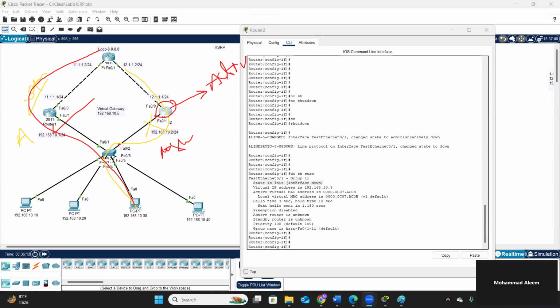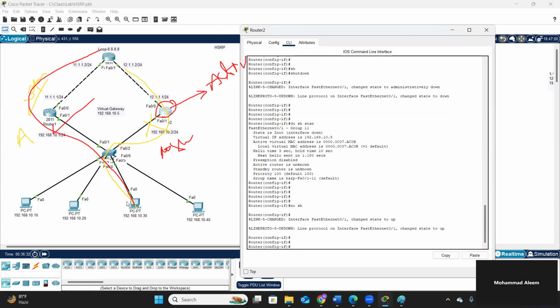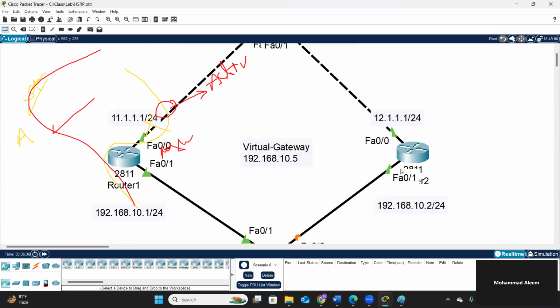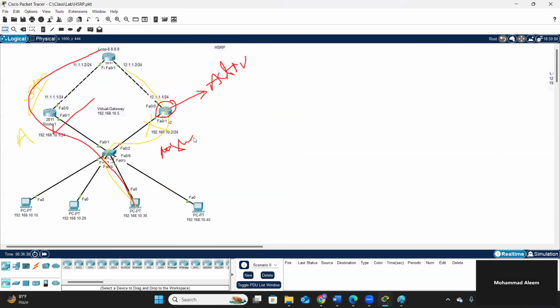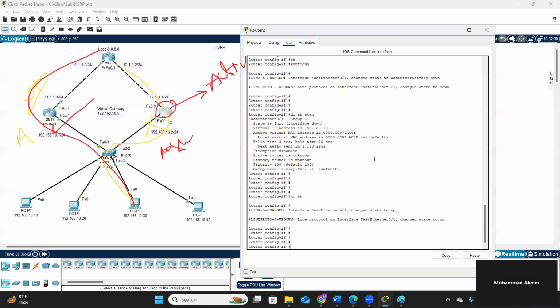Now this router is standby. You can check this router is standby. Even though it is not showing, active router is unknown, standby router is unknown. So I'll use no shutdown. With a continuous ping you can check here, and the port came back up. You can check this port is also green. Now it should come back to active.